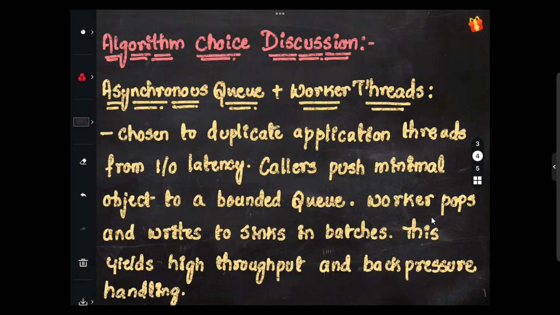In my opinion, for the algorithm choice, it's better to go with the asynchronous queue as well as worker threads. It works actually. In simple terms, an asynchronous queue with a worker thread. So this is one of the best algorithms that I felt to go with.